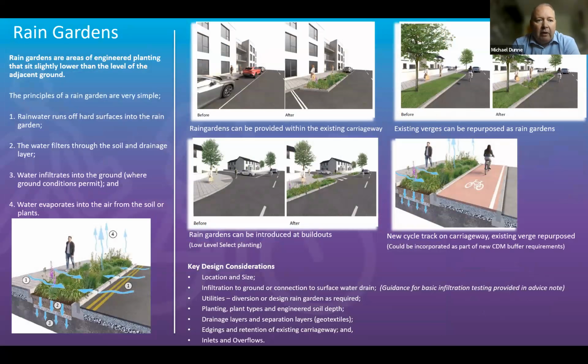So then rain gardens. Rain gardens are basically just engineered planting that sits slightly lower than the adjacent ground, generally carriageway or footpath.